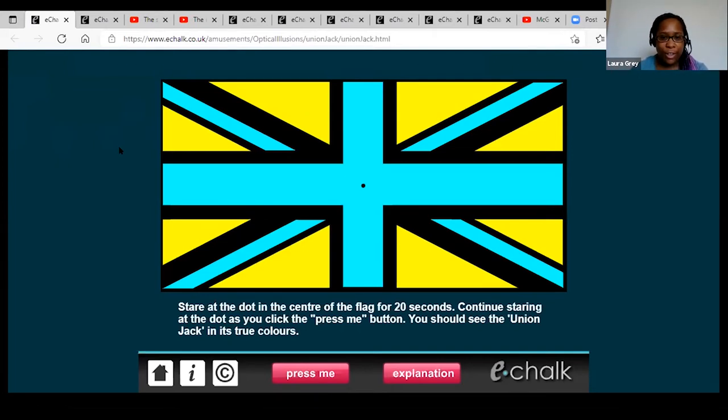So whilst you're staring at that black dot, keep staring at it. What we're trying to do is to overstimulate the cone cells that are detecting the 3 colours on the screen, so the turquoise, the black, and the yellow.